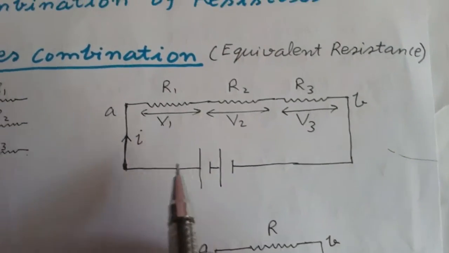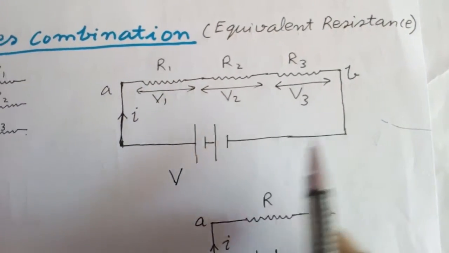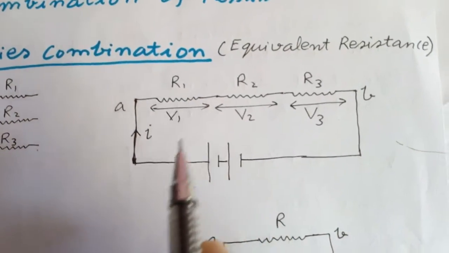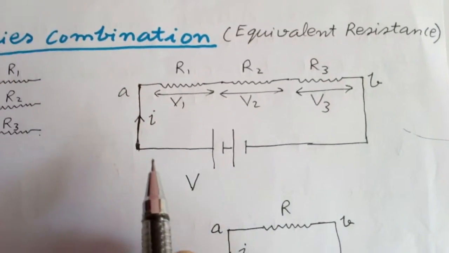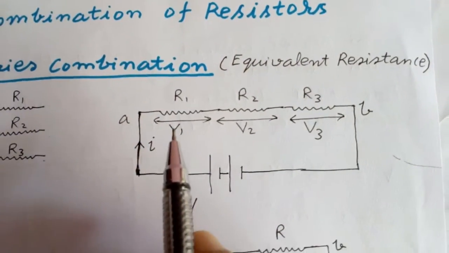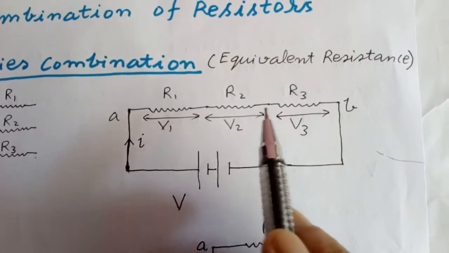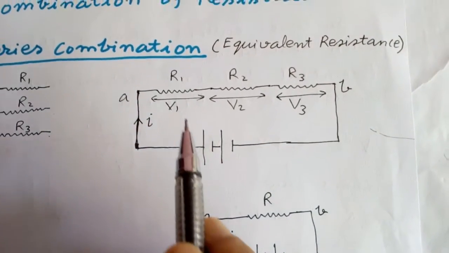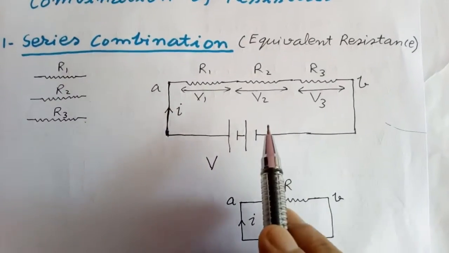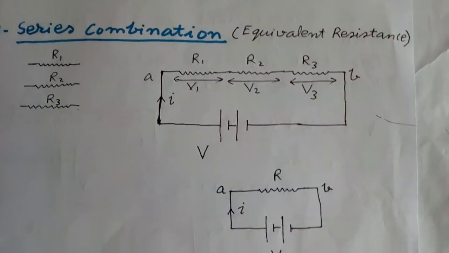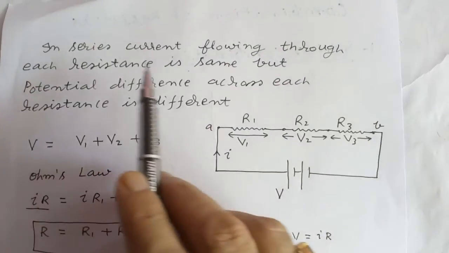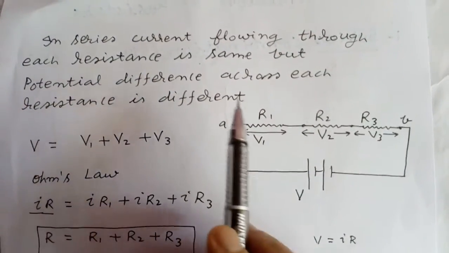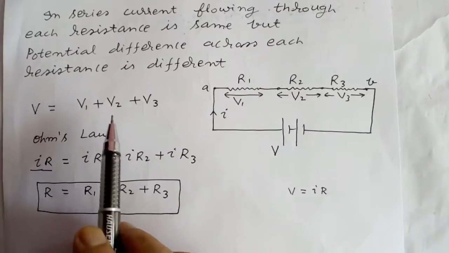Now it is clear that current in each resistance is same. It is I. Suppose V is in volt and I is in ampere, then R is in ohm. But potential difference across each resistance is different. So here potential divides itself. Across R1 it is V1, across R2 it is V2 and across R3 it is V3. So in series current flowing through each resistance is same but potential difference across each resistance is different. So V is equal to V1 plus V2 plus V3.